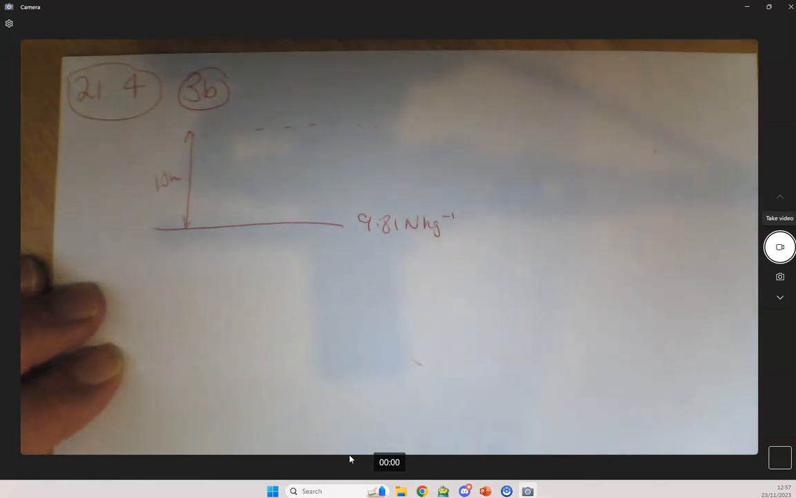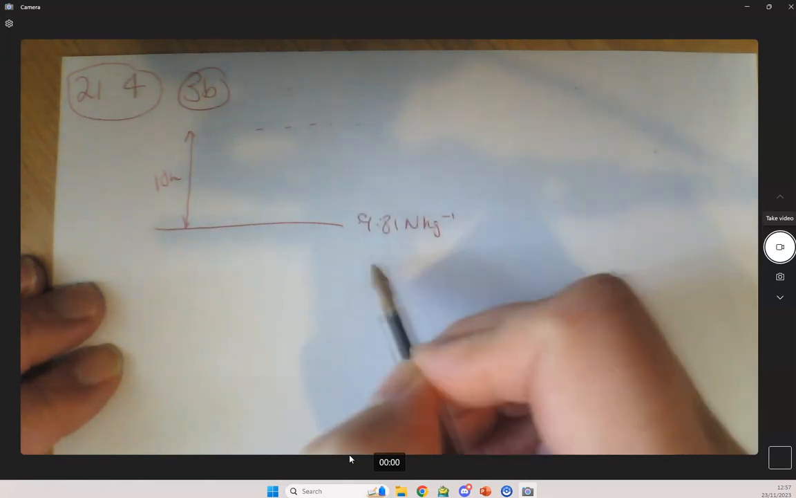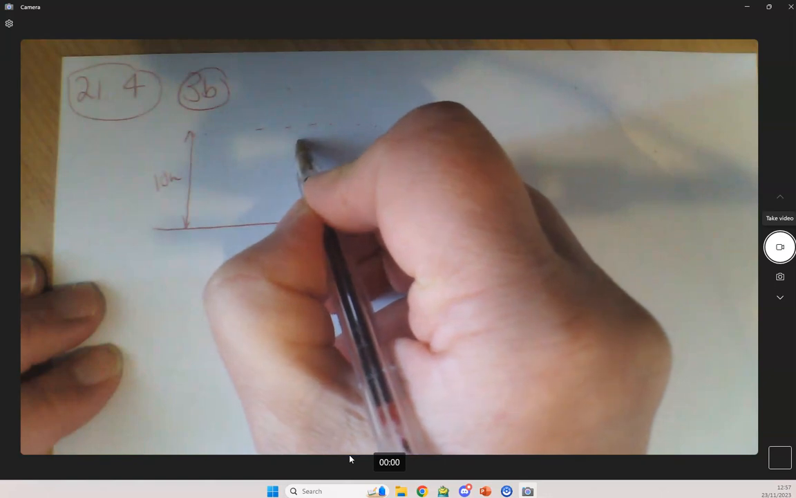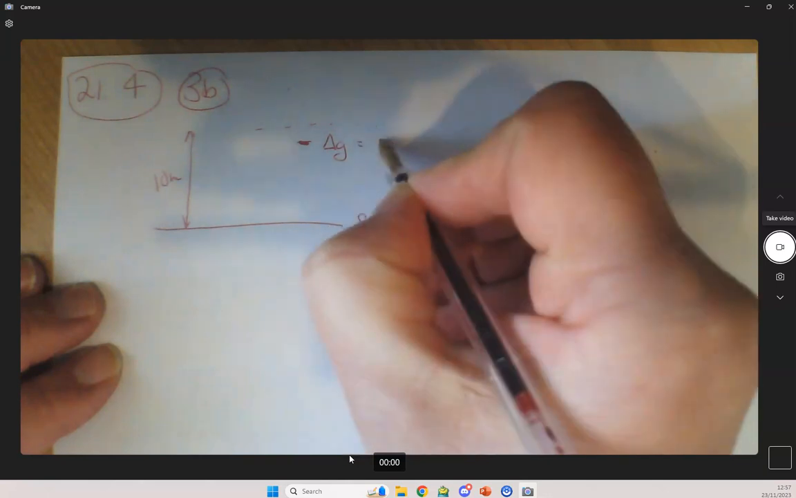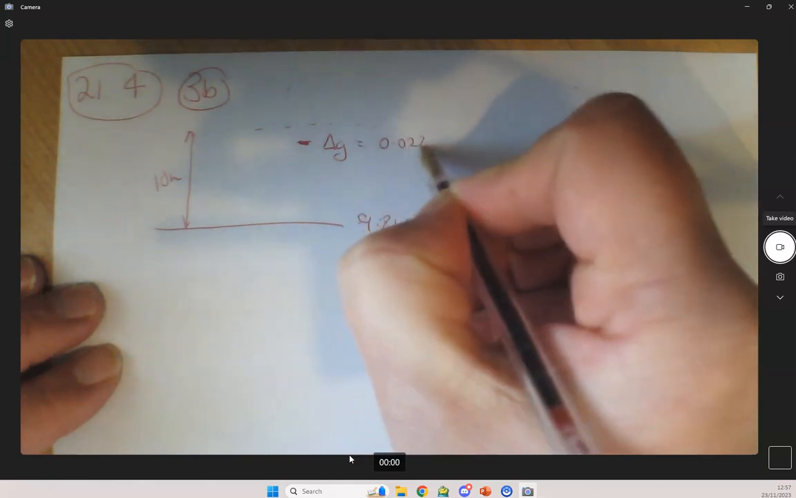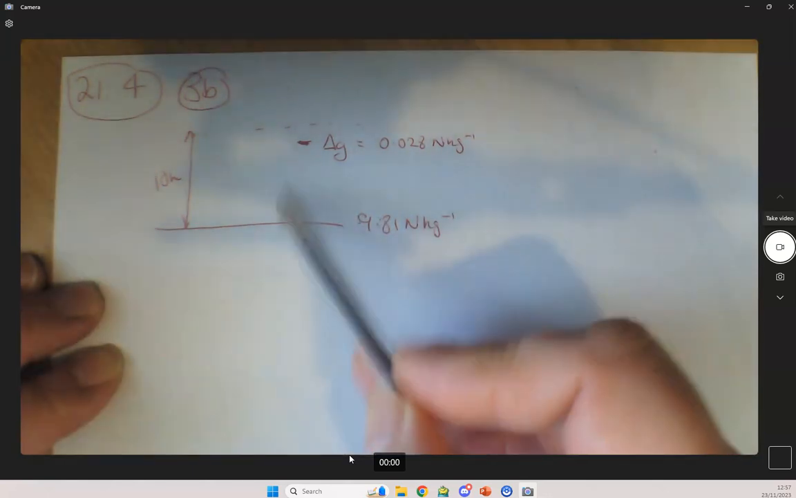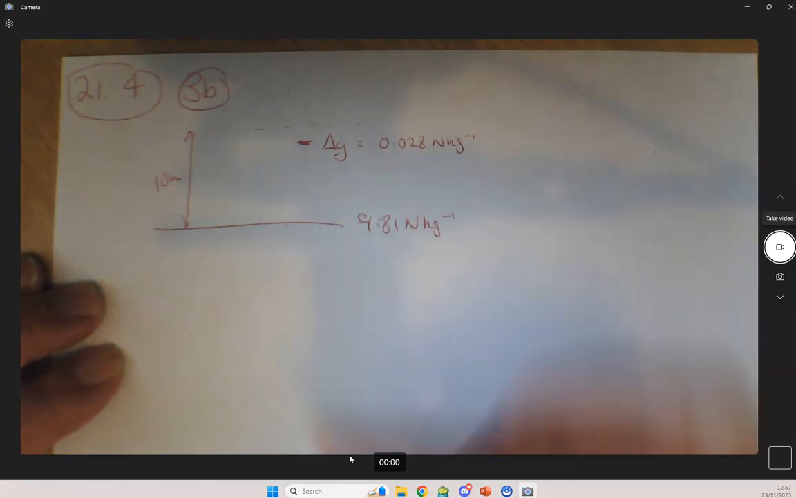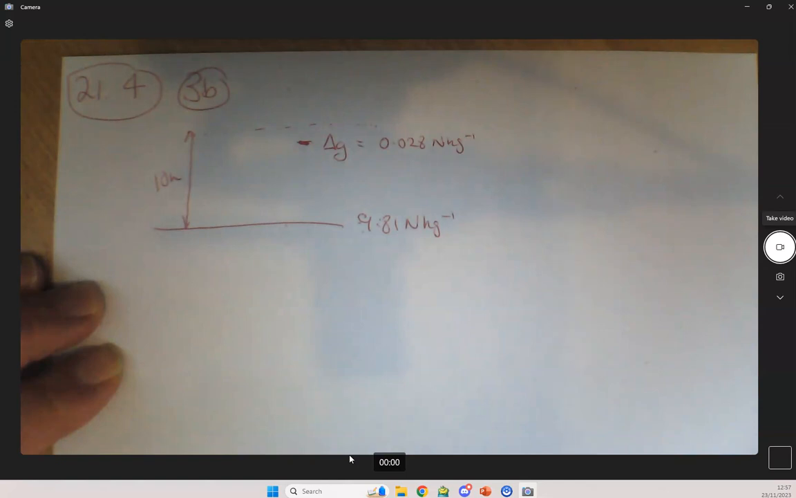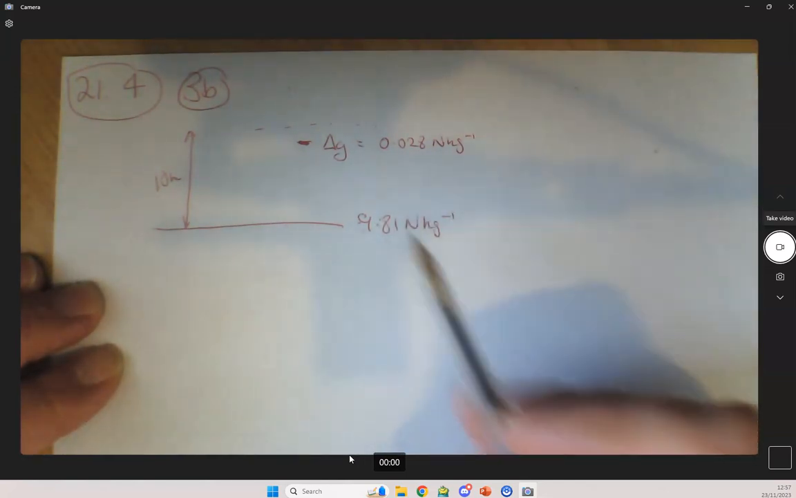So there's 10 kilometres. And you've worked out in part A that g here is 9.81, and 9 kilometres up, about here, the change in g is 0.028 newtons per kilogram. And they wanted us to discuss whether we could consider the gravitational field to be uniform between 0 and 10 kilometres. Now, 0.028 newtons per kilogram is pretty small as a change.